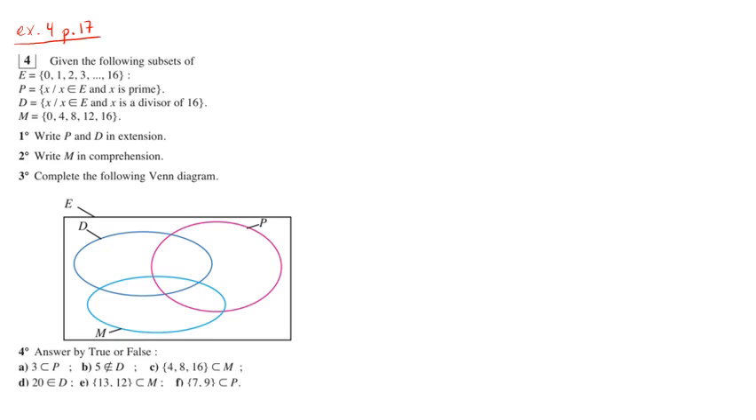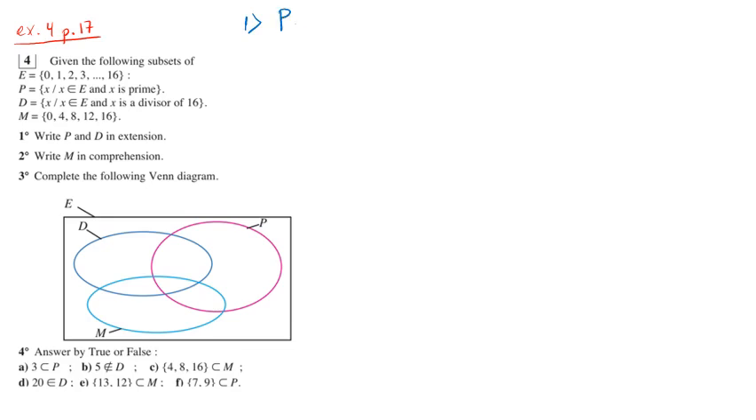Given the following subsets of E, the numbers from 0 to 16. P is {X such that X belongs to E and X is prime}. D is {X such that X belongs to E and X is a divisor of 16}, and M is equal to {0, 4, 8, 12, and 16}. Part 1: write P and D in extension.